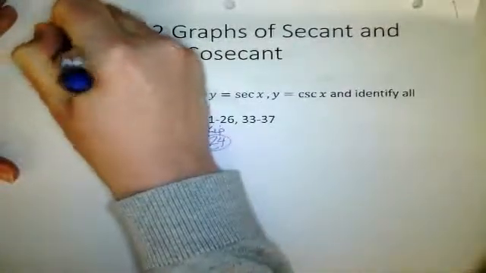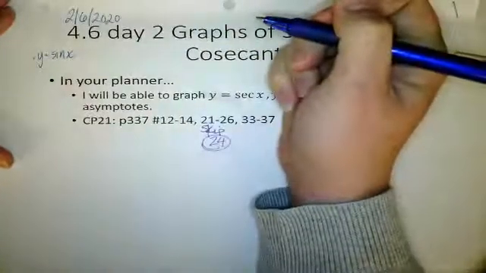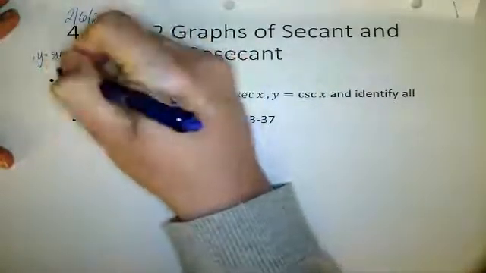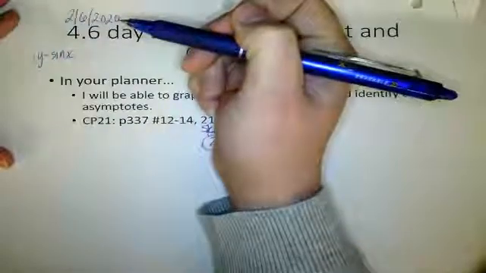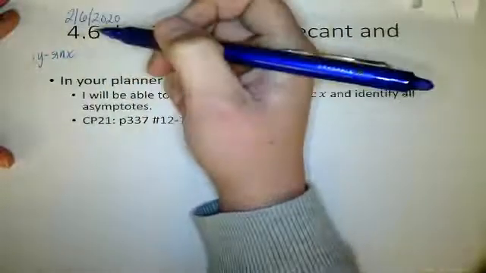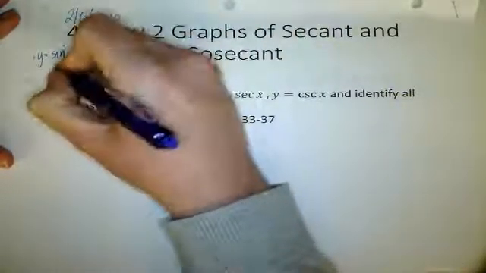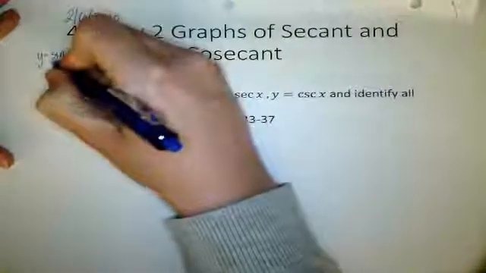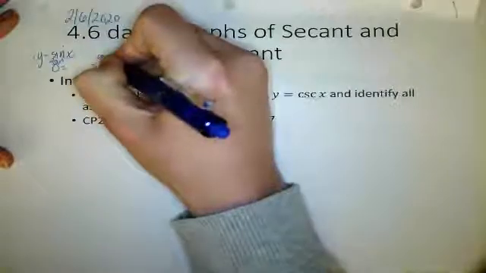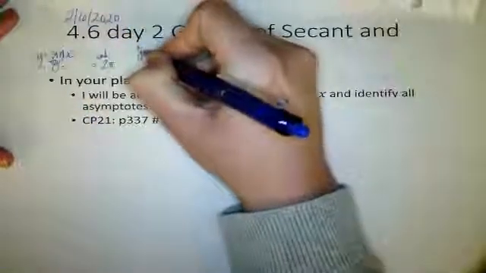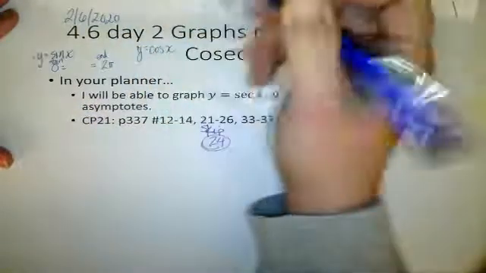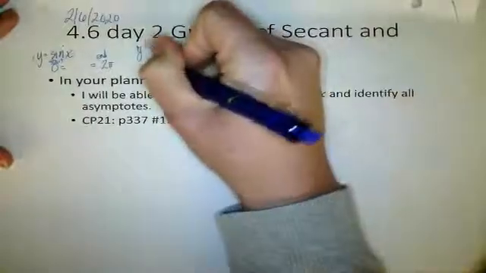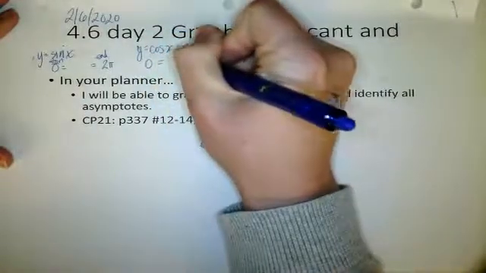Where does sine of an angle normally start and end? Sine, where does it normally begin and end? 0 and 2 pi are the normal starting and ending points. What about cosine of x? Where does it normally start and end? 0 and 2 pi.